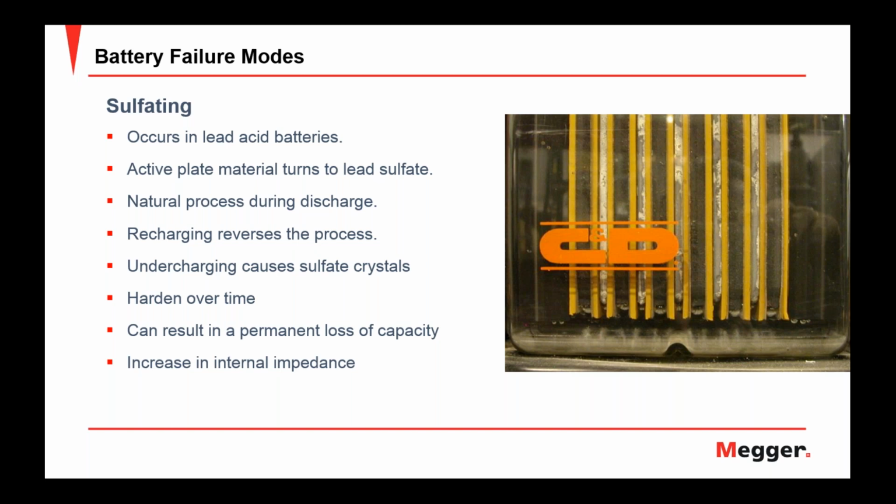The thing is, the longer the batteries remain sulfated, the harder it is to reverse that. And at some point, equalization will no longer work. And again, as the plates sulfate, they're losing active material on them. So we're going to see the internal impedance of the battery rise as the capacity drops.